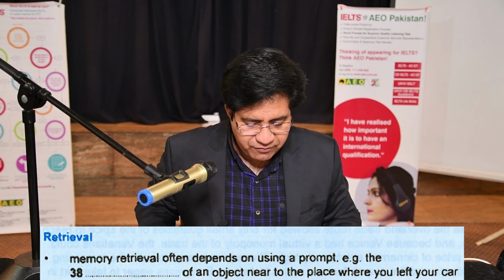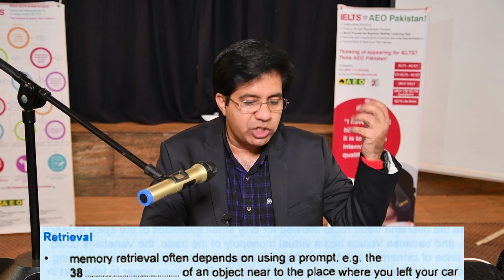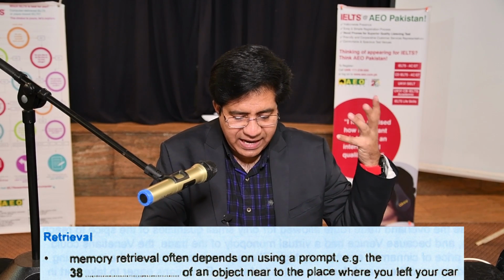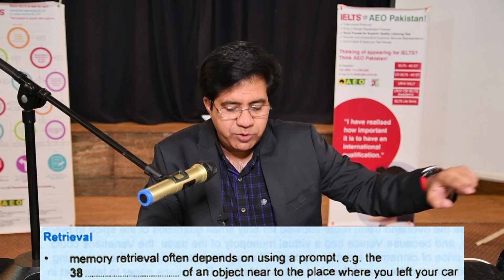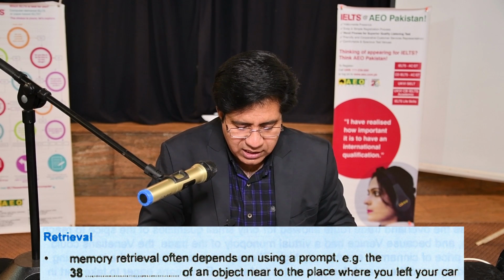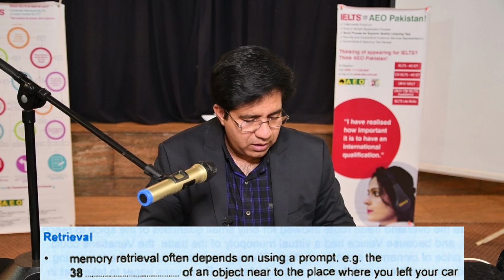Retrieval. Memory retrieval often depends on using a prompt. Prompt means ishara. For example, the dash of an object. For object, they can use the name of the object. Dash of an object near to the place where you left your car. Let's see.